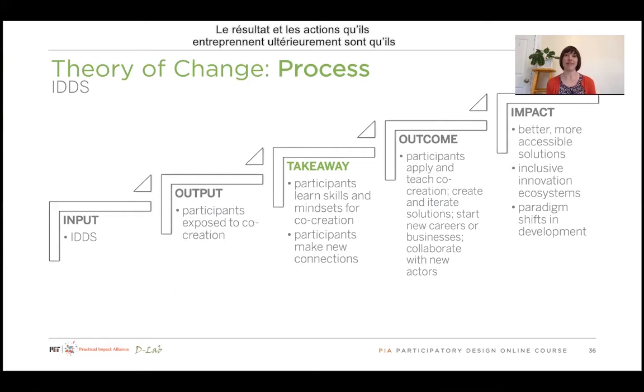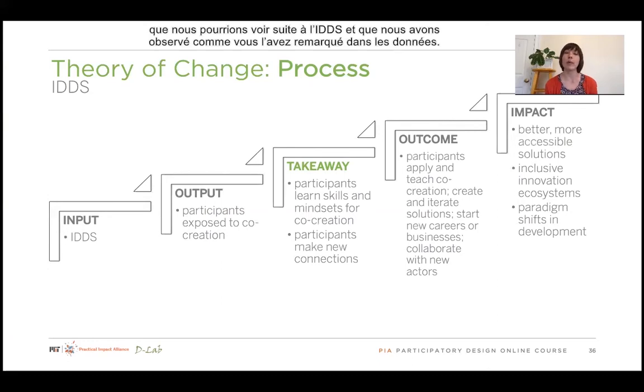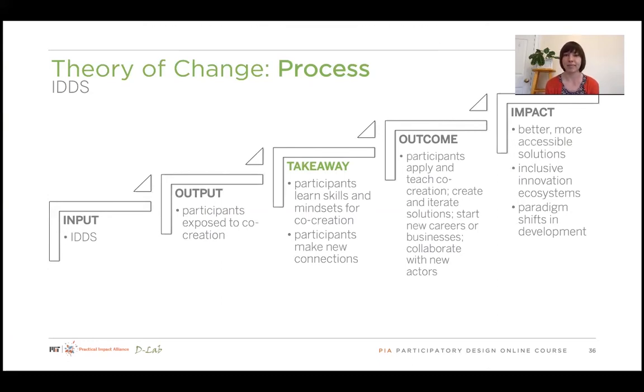The outcome, the actions that they take later, are that they apply co-creation, perhaps they teach co-creation to others. They create and iterate on solutions. They might start new careers or businesses related to this process, and they might collaborate with new actors. All of these are a variety of outcomes that we might see from IDDS and that we have seen, as you saw in the data.